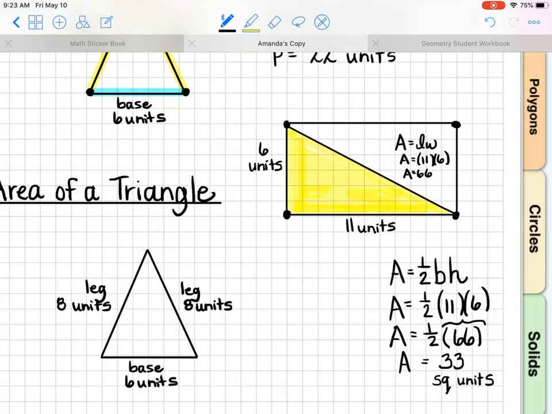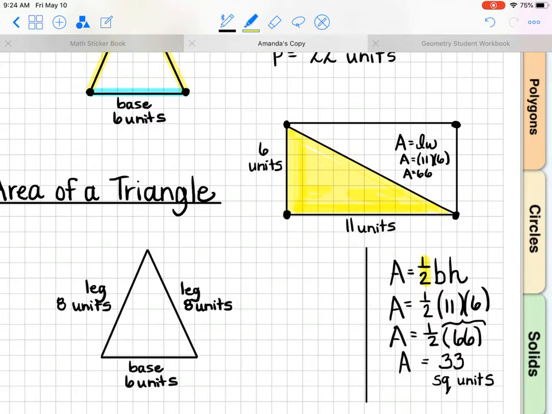Every time you do an area of a triangle, you will have to deal with the fraction 1/2 because we're essentially cutting a rectangle into 2 parts. Okay, I hope I didn't confuse you with that. I went through it kind of quickly, but let's find the area of this triangle over here.